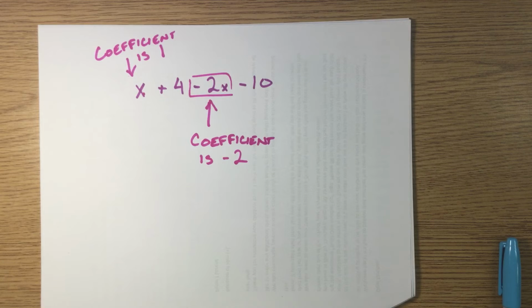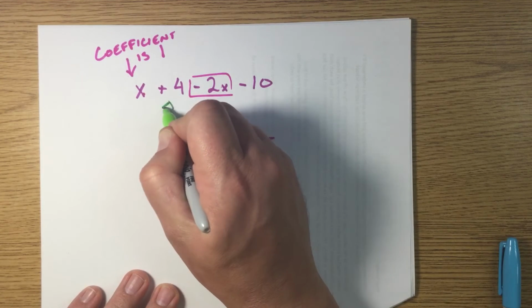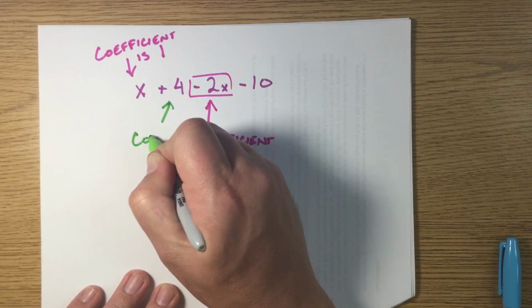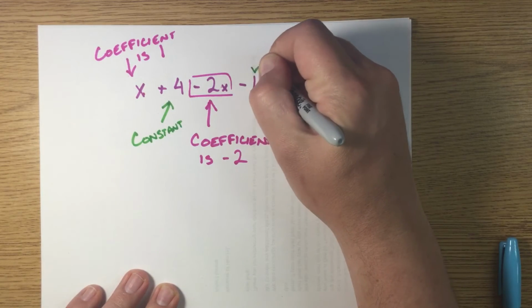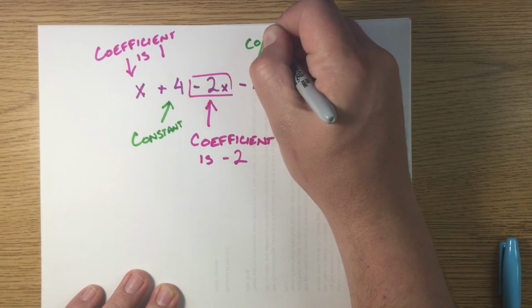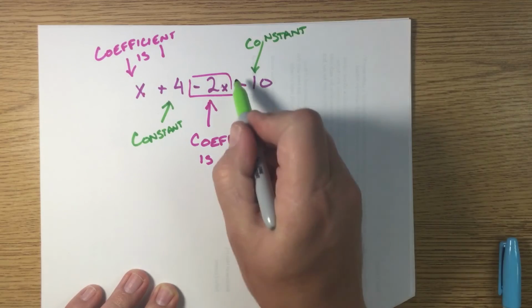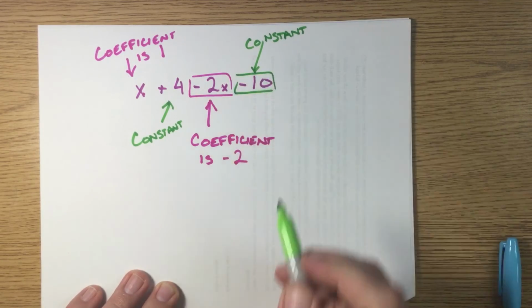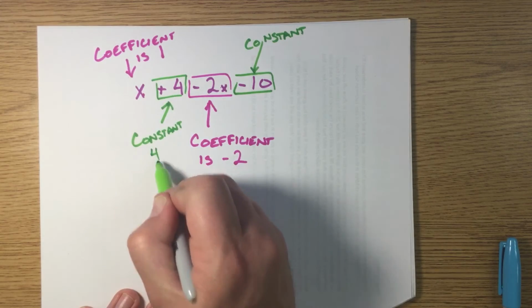I'm asked to identify the constants. In this example, let's see here, the constants that we have are the ones that don't have variable parts. My constants would be +4. And my constant over here is -10. Remember to group that negative sign in with the 10. That's very important. And this is +4.